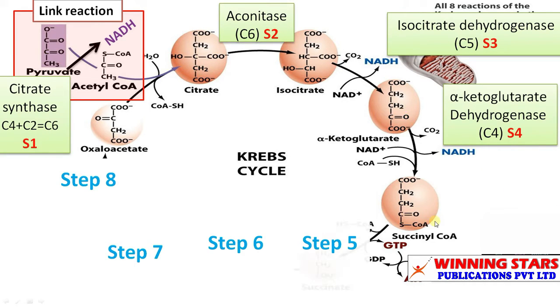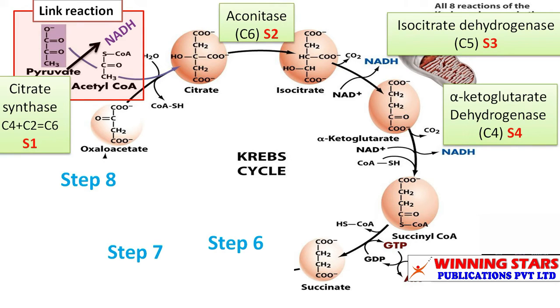In step 5, succinyl coenzyme A is converted to succinate or succinic acid. In this step, GTP is formed. This is a substrate level phosphorylation. Succinyl coenzyme A reacts with GDP and it's a high energy compound and actually forming GTP. And coenzyme A is released, and GTP is soon converted to ATP. So this is the step where ATP is formed.